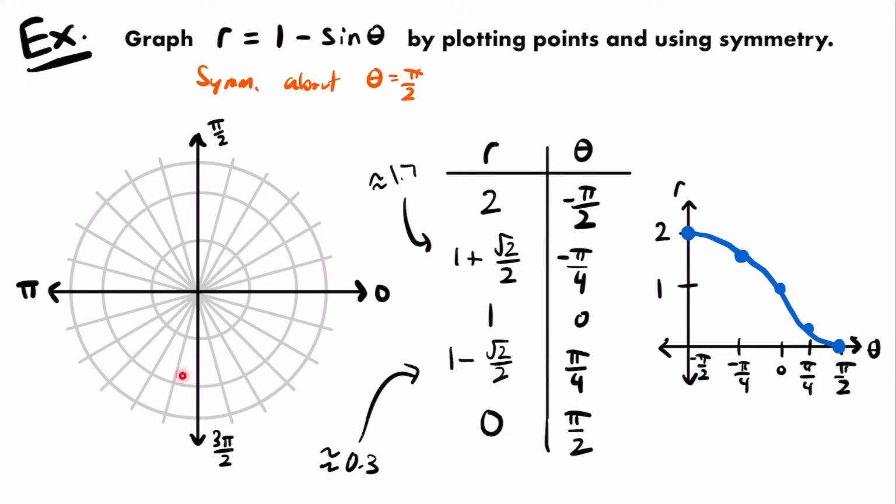So if each of these circles represents an increase of the radius by 1, this first circle is a radius of 1, and this second circle is a radius of 2. That means that our first point will be right here, along that radius of 2.